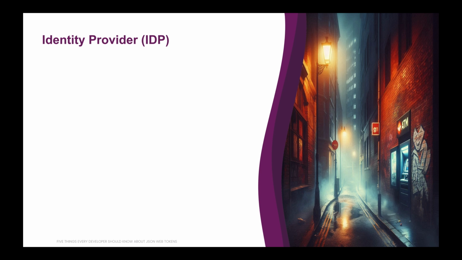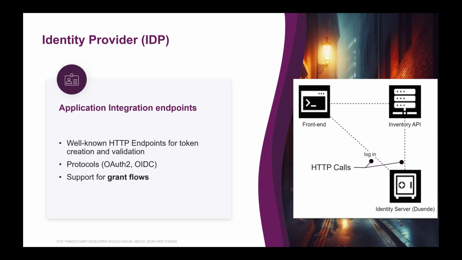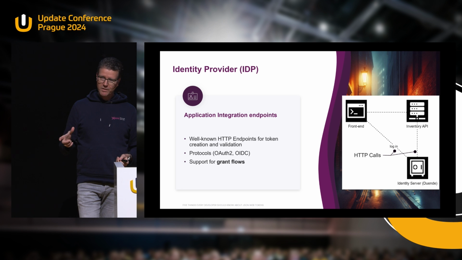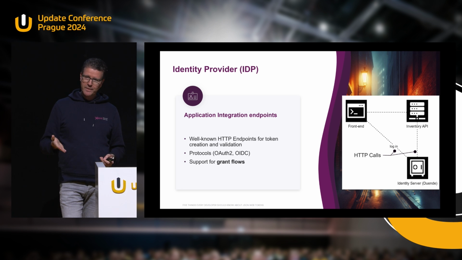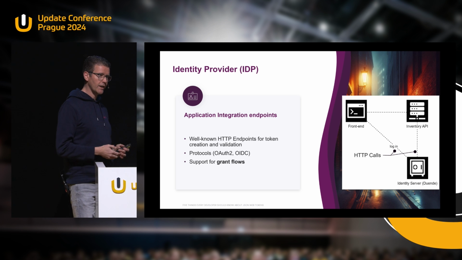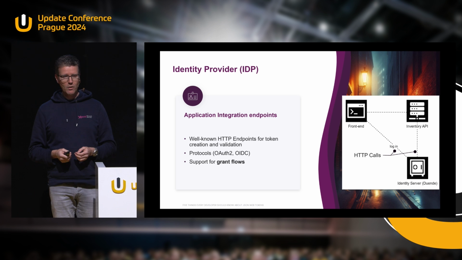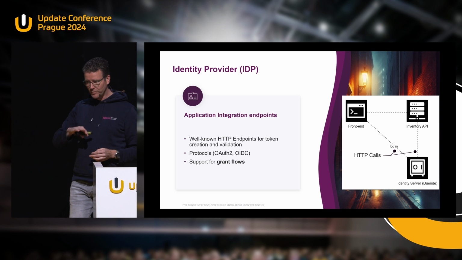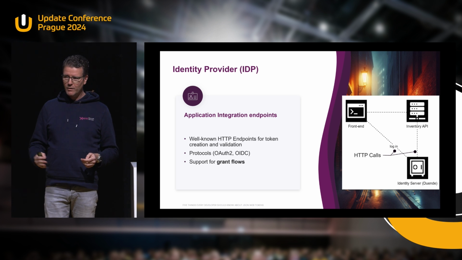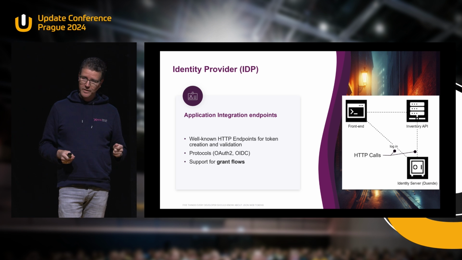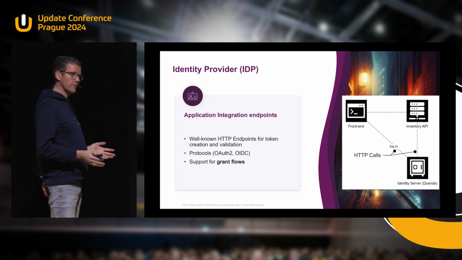Right, a different responsibility of an IDP is the application integration endpoints. So one of those IDPs will always have HTTP-based endpoints with fixed names. The names are specified in the standard. And applications can talk to your IDP in order to get tokens, for example, to do login using one of these protocols like OAuth 2 and OpenID Connect. So when you get a token from an IDP, you follow a flow which is called a grant flow. And this is just a set of interactions that you do with your identity provider in order to get a token.